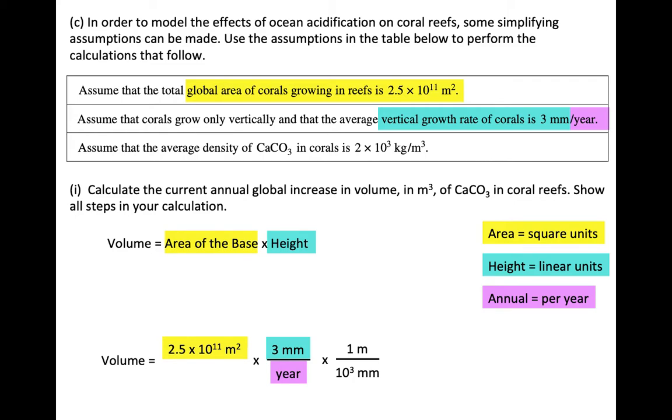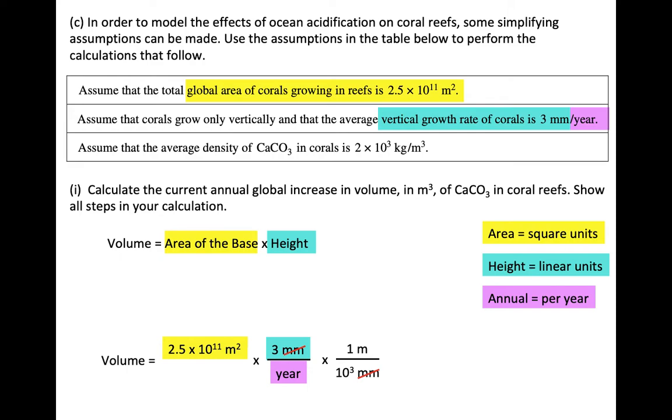The reason I did it that way is we already have information in scientific notation. So if I were normally to have written 1 meter over 1,000 millimeters, 1,000 has 3 zeros, so that would be 10 to the third power. Now we see millimeters in the numerator and millimeters in the denominator. Those have canceled. So now when we multiply our units, we have meters squared times meters in the numerator, which is going to be cubic meters, and year in the denominator.